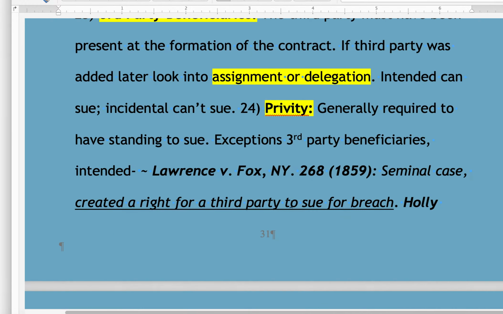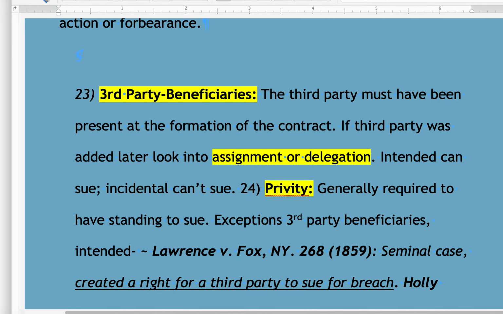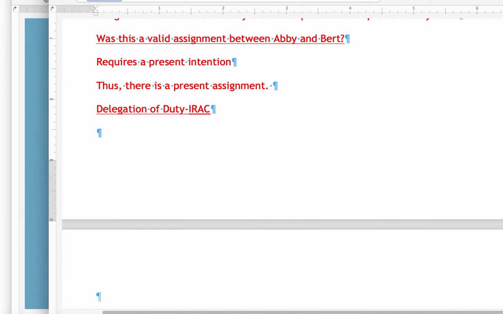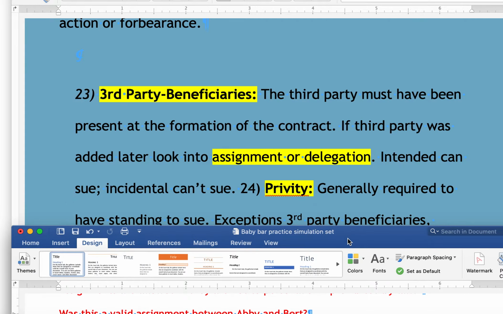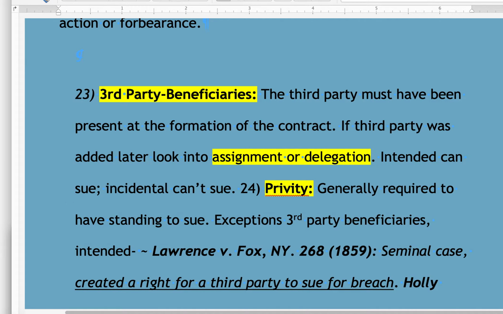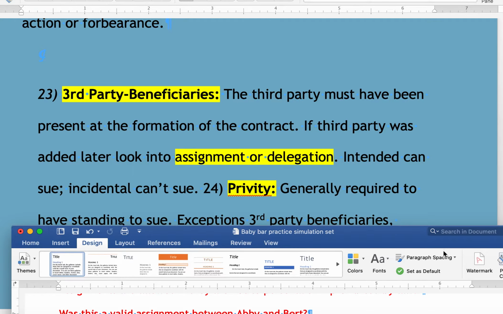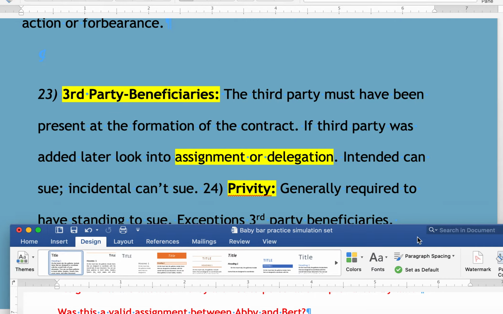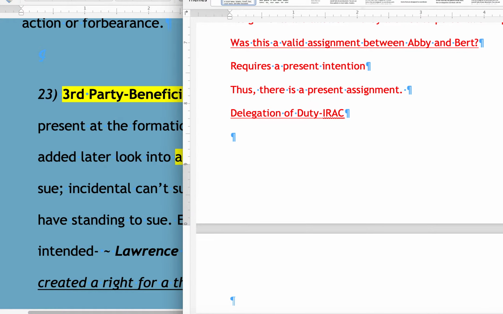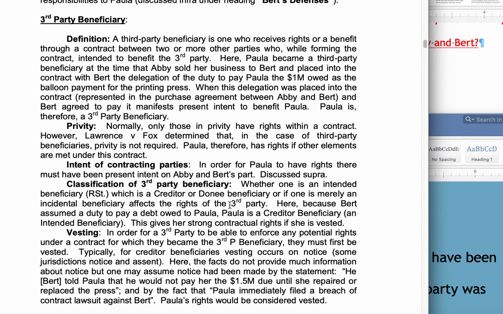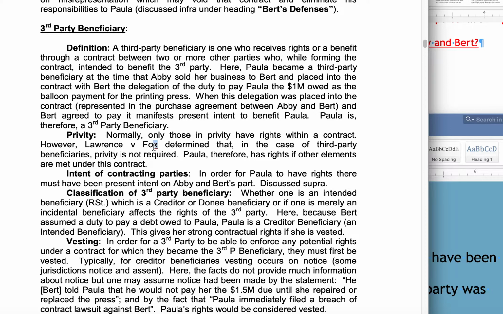Now, if you wanted to put Lawrence versus Fox about the privity in there, why? This other one did not put Lawrence versus Fox. The one that was really good, but it didn't break it apart or make it easy on the grader, where is that? Gosh darn it, this is kind of hard to work through these three. Okay, see right here, he's got Lawrence versus Fox.